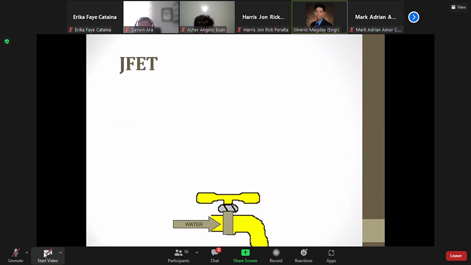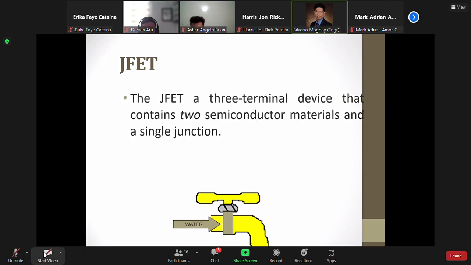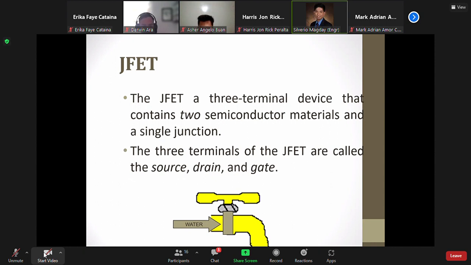FET is a unipolar device. FET depends on either holes or electrons, unlike the BJT earlier, where both can carry current. A JFET is also a three-terminal device that contains two semiconductor materials and a single junction, just like your BJT, either P-type or N-type. Its three terminals are called the source, drain, and gate. The equivalent in a water analogy is the source, then the gate, and then the drain.